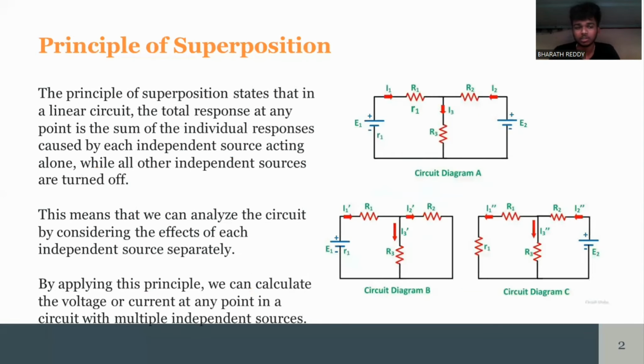Principle of superposition theorem. The principle of superposition theorem states that in a linear circuit, the total response at any point is the sum of individual responses caused by each independent source acting alone, while all other independent sources are turned off. This means that we can analyze the circuit by considering the effects of each independent source separately. By applying this principle, we can calculate the voltage or current at any point in a circuit with multiple independent sources.